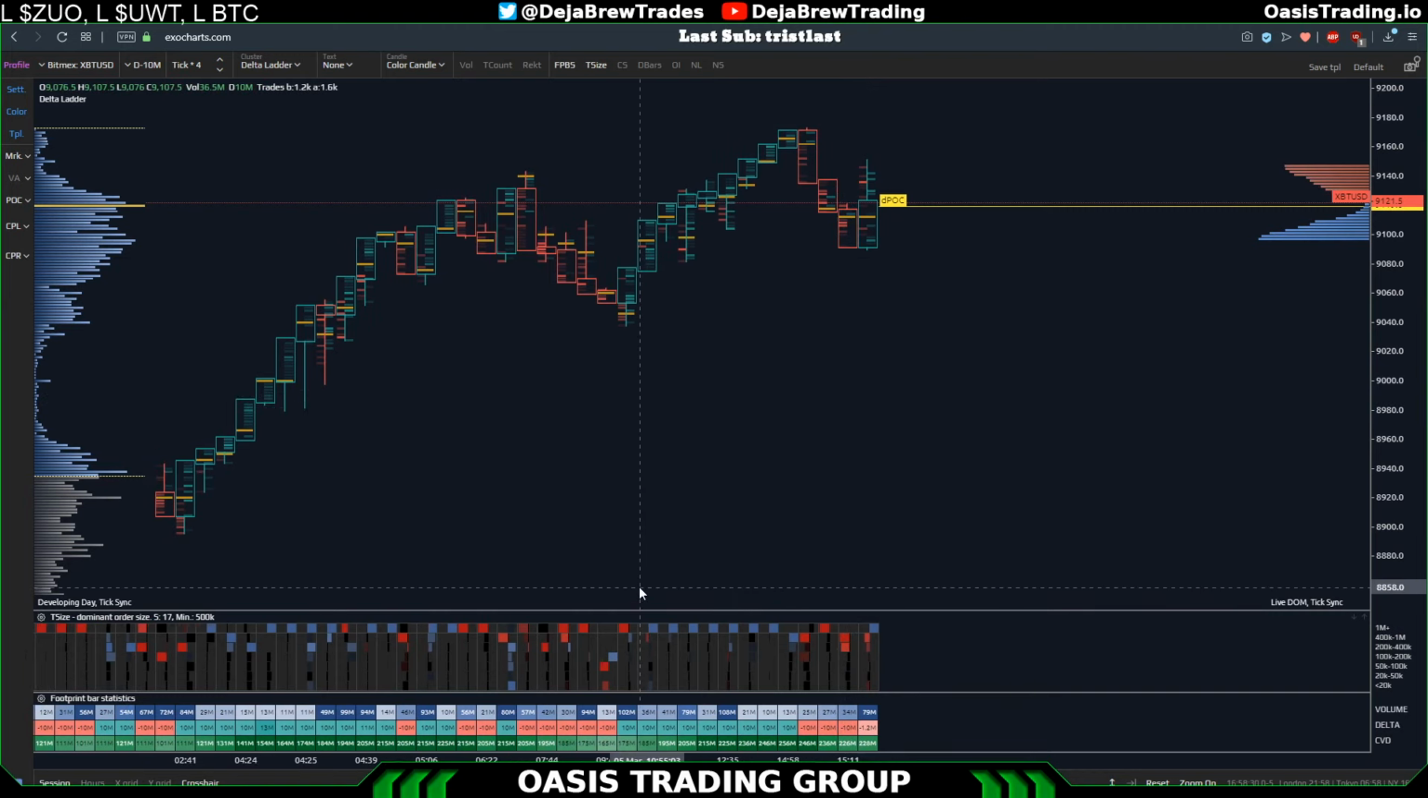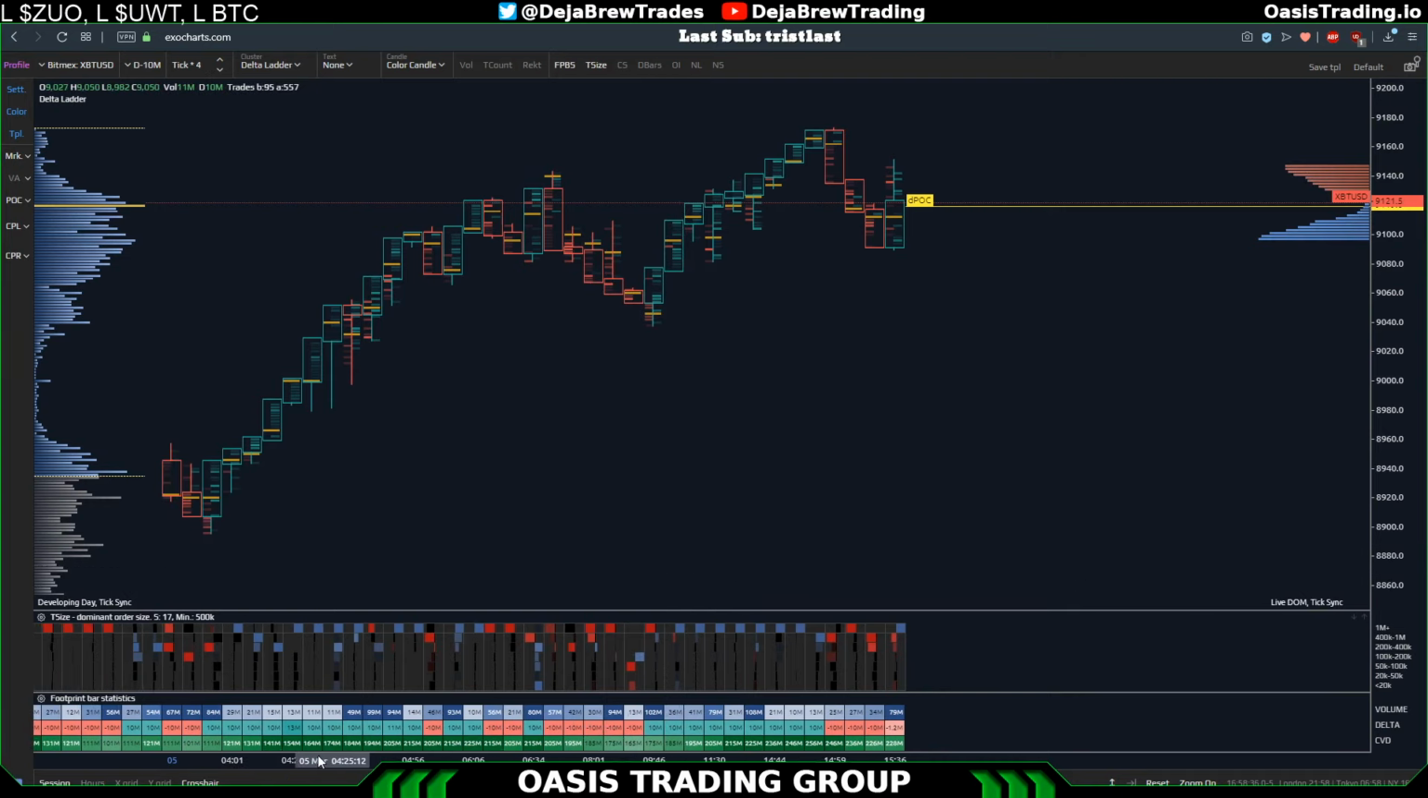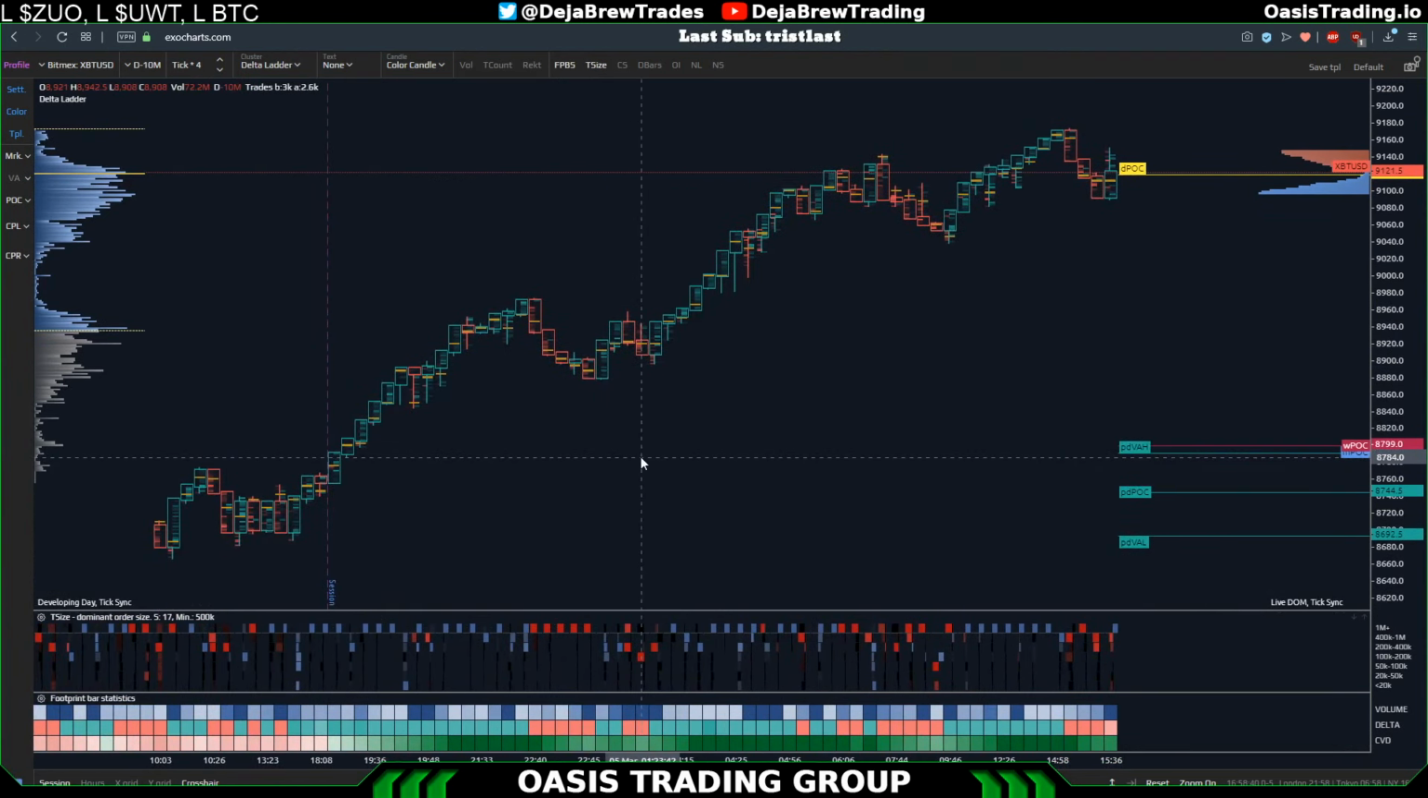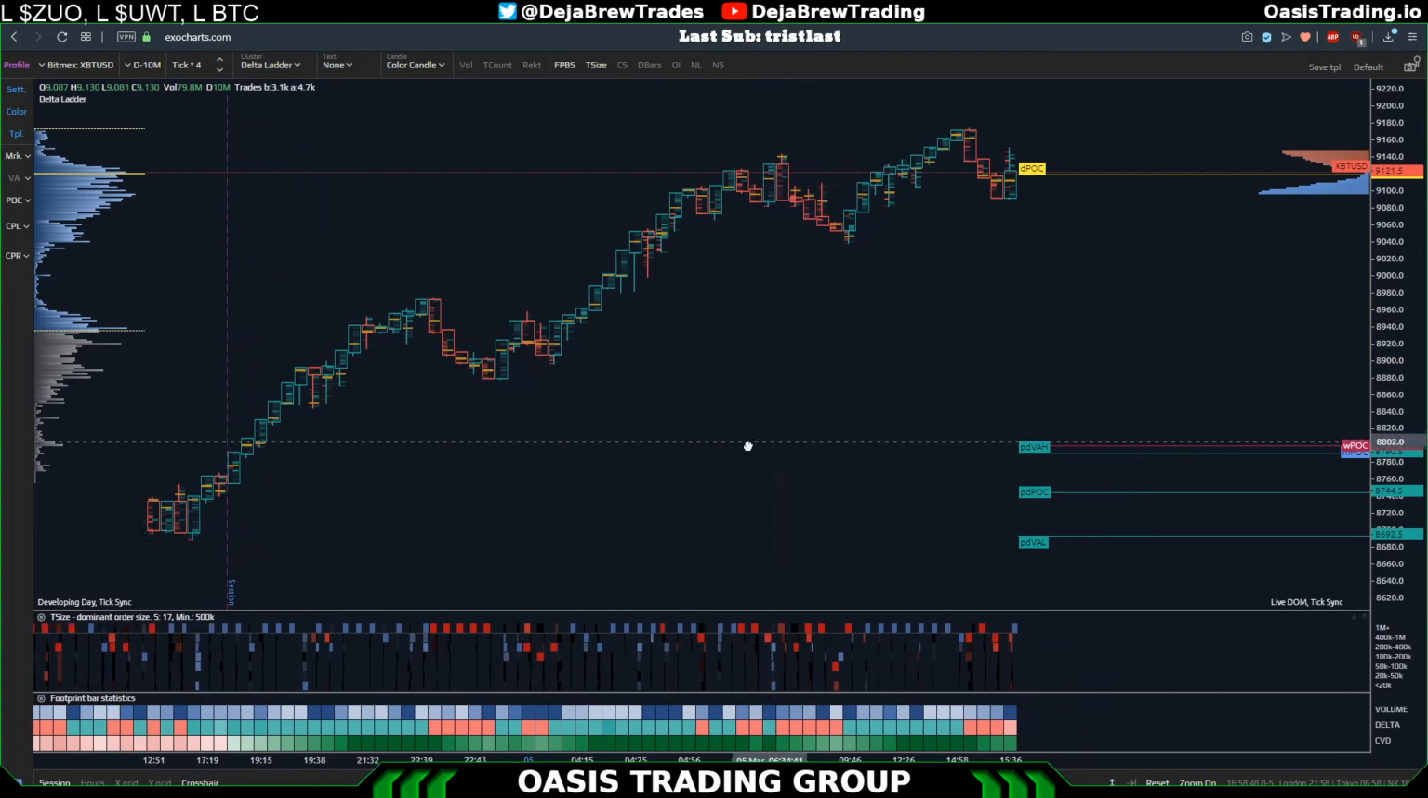You said, what time frame is this chart? This is not a time frame. This is a delta chart. Time has no power here. This is all delta. The only time a new bar is made is when there is positive 10 million delta or negative 10 million delta. Time has no power here.